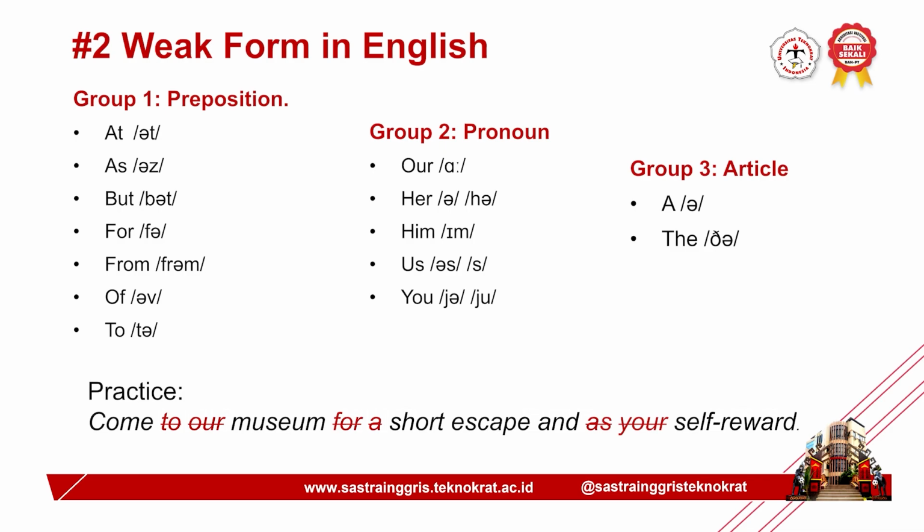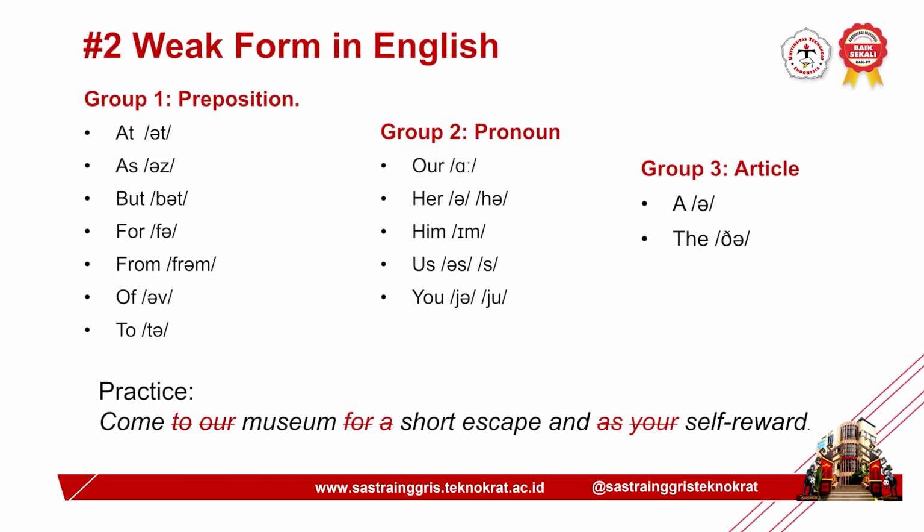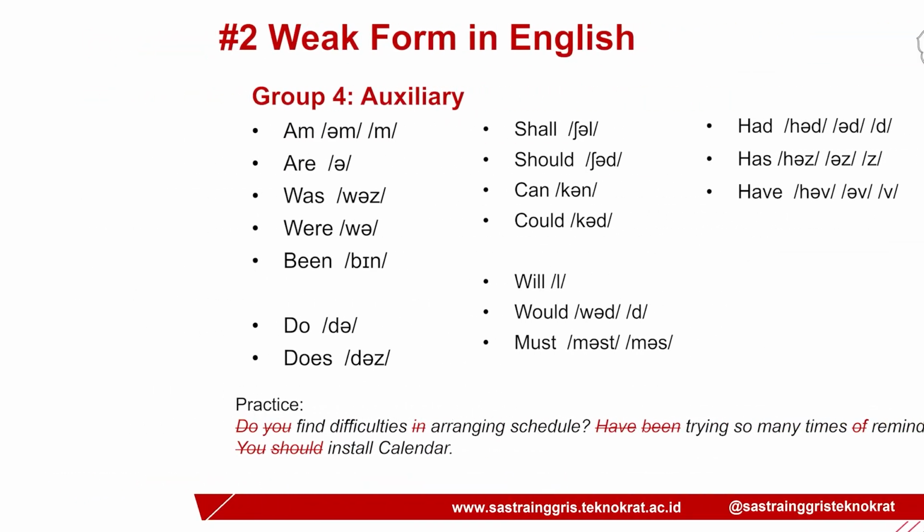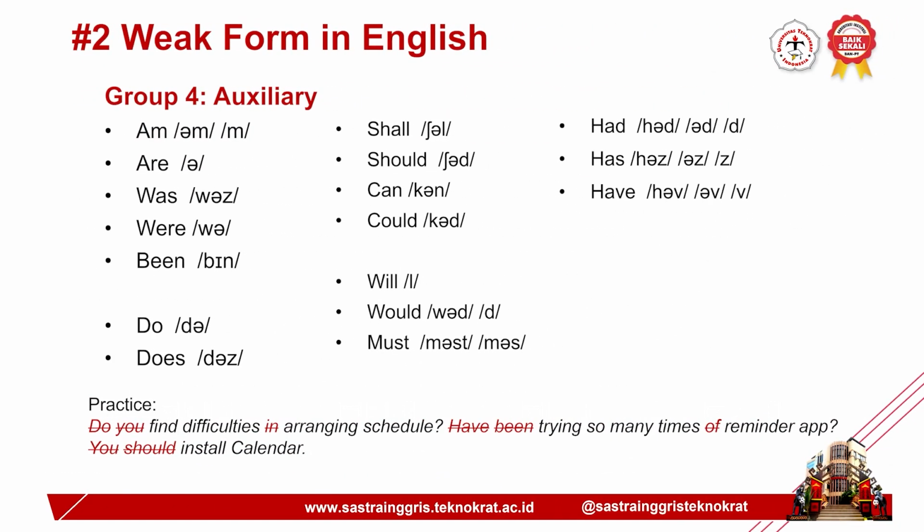And then group three is articles. You usually have "a banana," or the weak form is "uh banana." And then "the" is also still there, but maybe we do not need to really give stress on that word. Okay, right. The fourth one is the weak form in the group of auxiliaries.